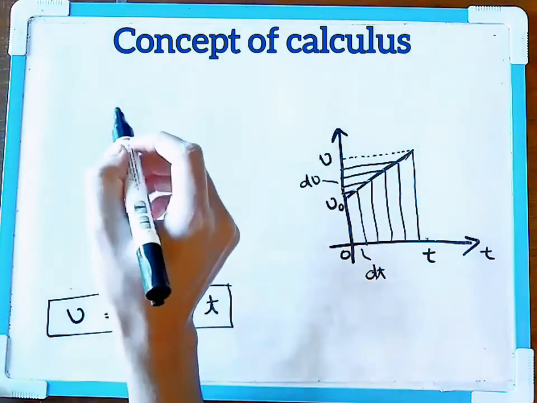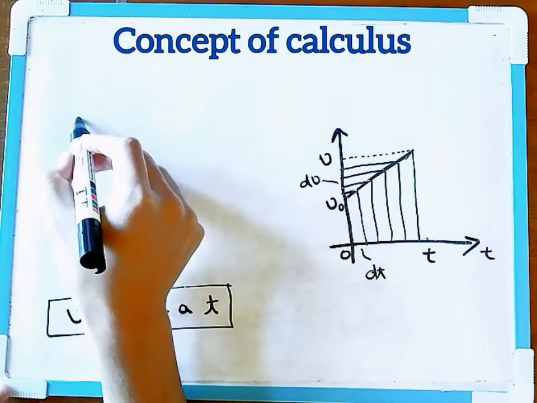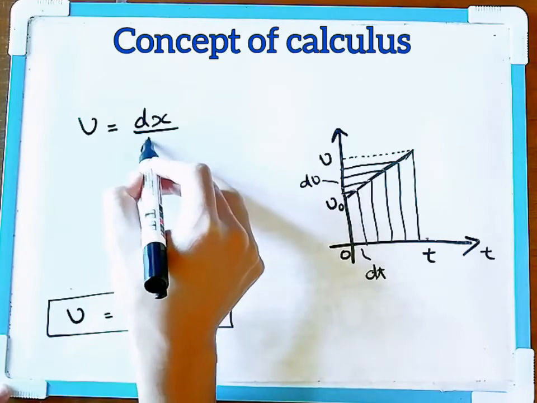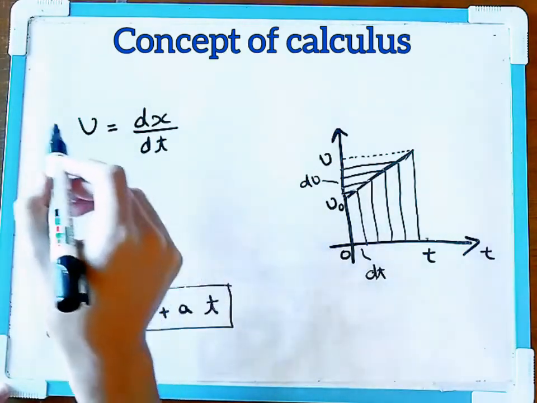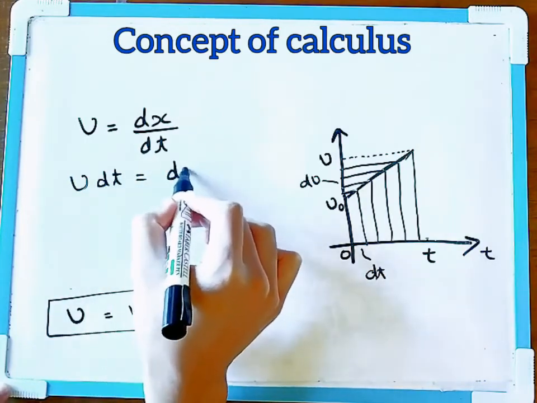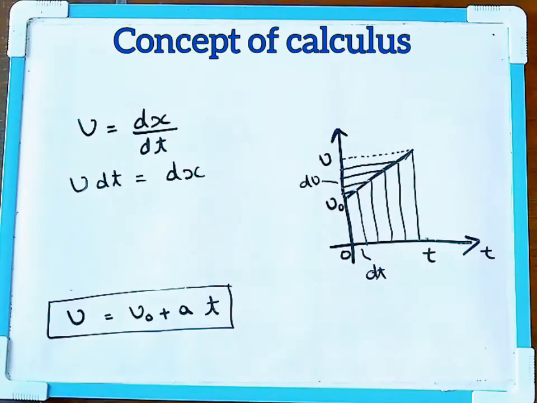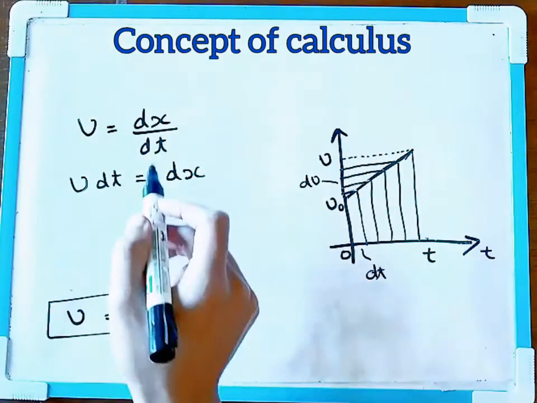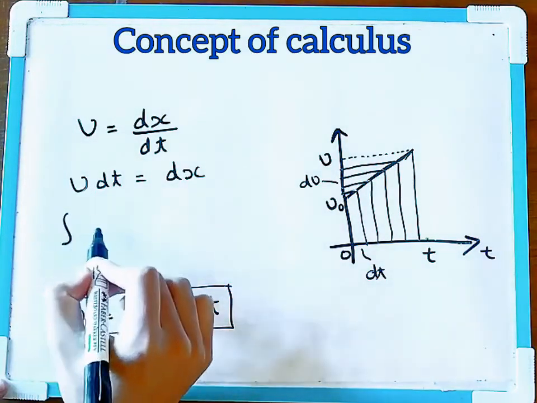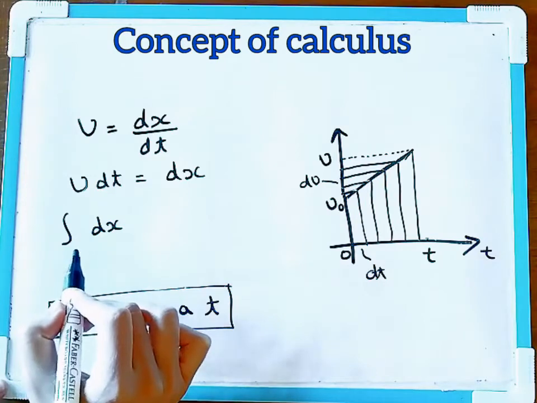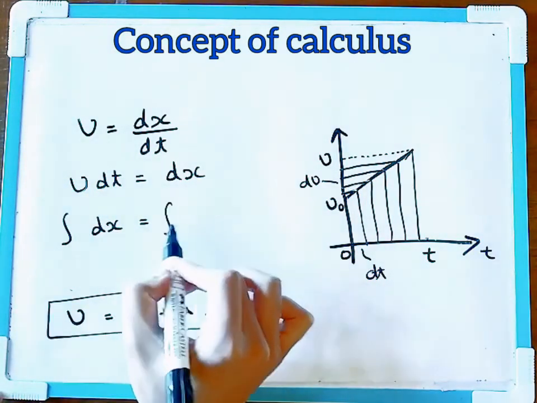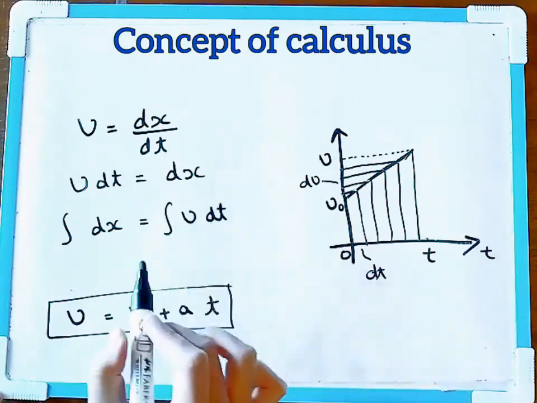So now from the instantaneous velocity, v is equal to dx by dt. And again here, on cross multiplication, we have v dt equal to dx. So if I want to find the displacement, I have to integrate it. So integrate both sides. I'll write first integration dx, and on the other side integration v dt.